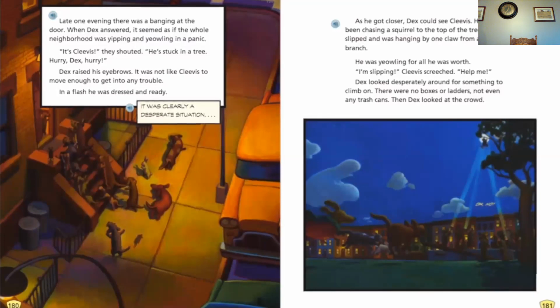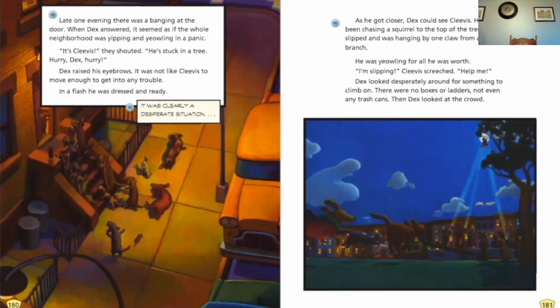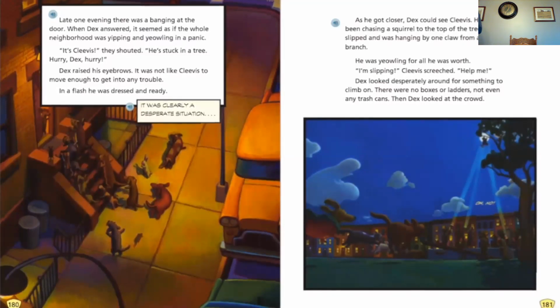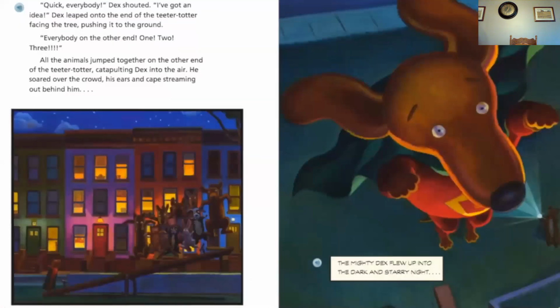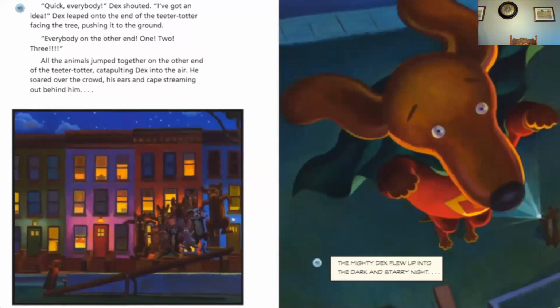It was clearly a desperate situation. As he got closer, Dex could see Clevis. He had been chasing a squirrel to the top of the tree, but had slipped and was hanging by one claw from a slender branch. He was yowling for all he was worth. "I'm slipping!" Clevis screeched. "Help me!" Dex looked desperately around for something to climb on. There were no boxes or ladders, not even any trash cans. Then Dex looked at the crowd. "Quick, everybody!" Dex shouted. "I've got an idea!"